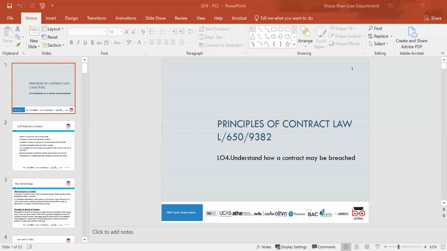So that was learning outcome 3. So now we're moving on to learning outcome 4, which is to look at understanding how a contract may be breached.